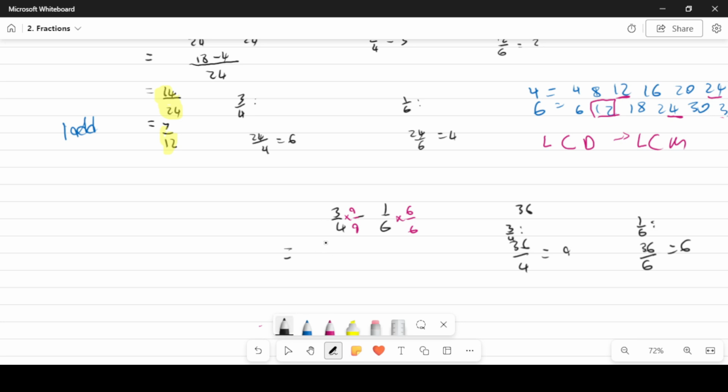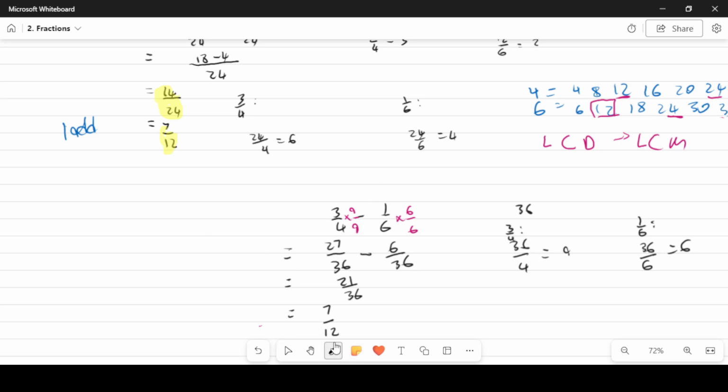9 times 3 is 9, 18, 27. 9 times 4 is 36. Minus 6 times 1 is 6. 6 times 6 is 36. Then we'll say 27 minus 6 is 21 over 36. And if you put this into the calculator, you get 7 over 12. 7 over 12. Same thing.